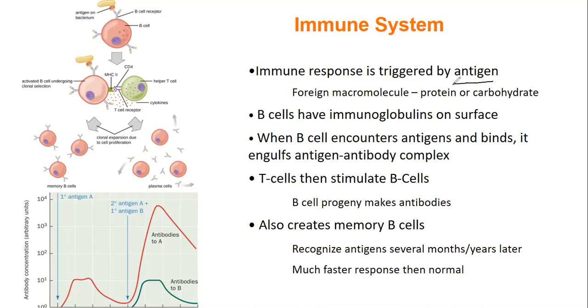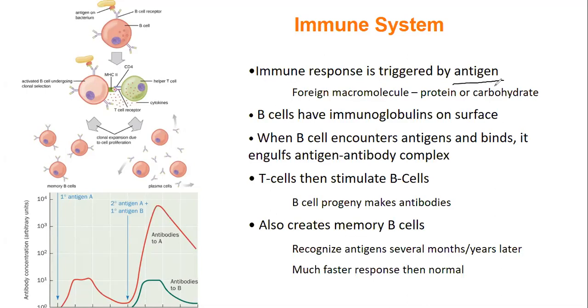So when your body reacts to something, we call that something an antigen. Every immune response is triggered by what we call an antigen. Usually these are foreign macromolecules, a protein, a foreign carbohydrate. But if you have an autoimmune disorder, the antigen is actually some part of your own body.